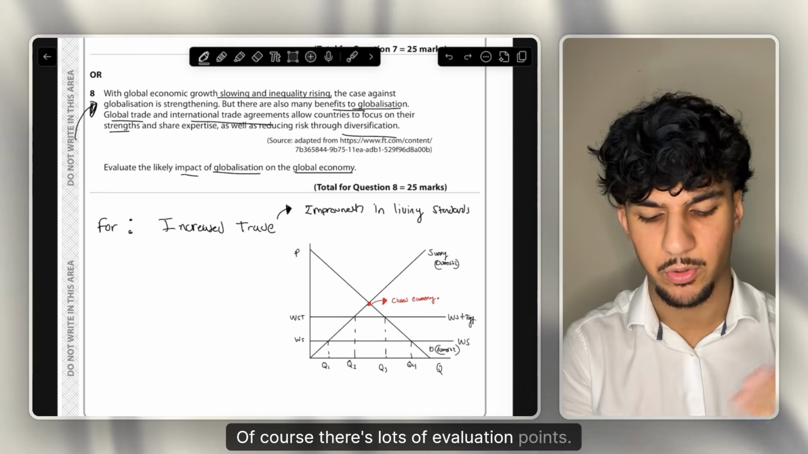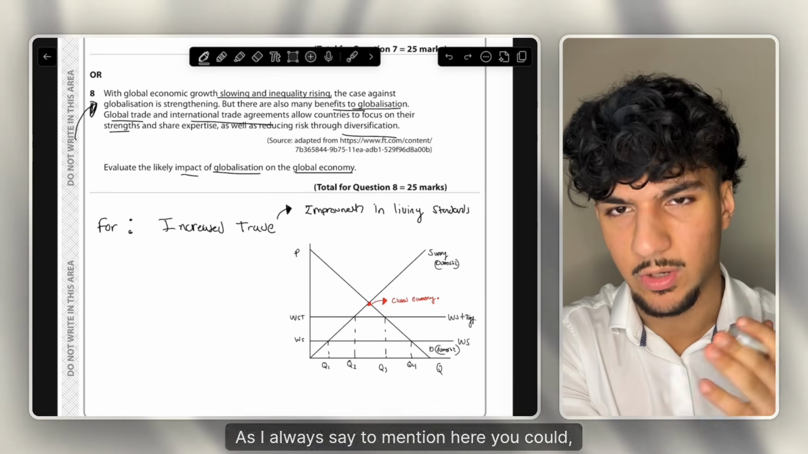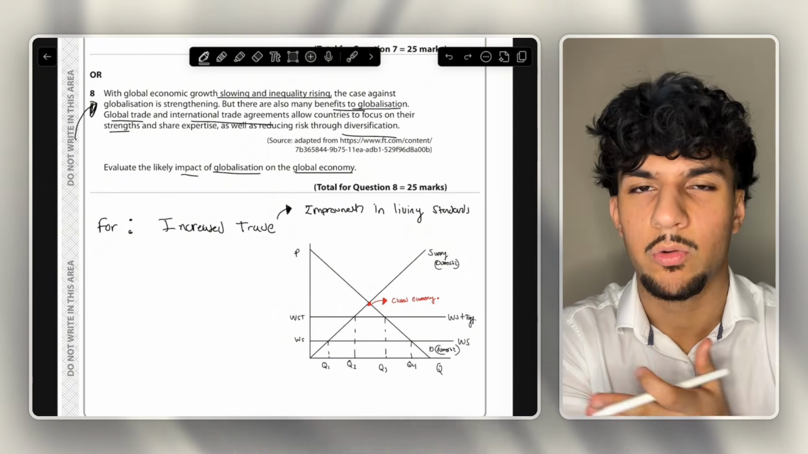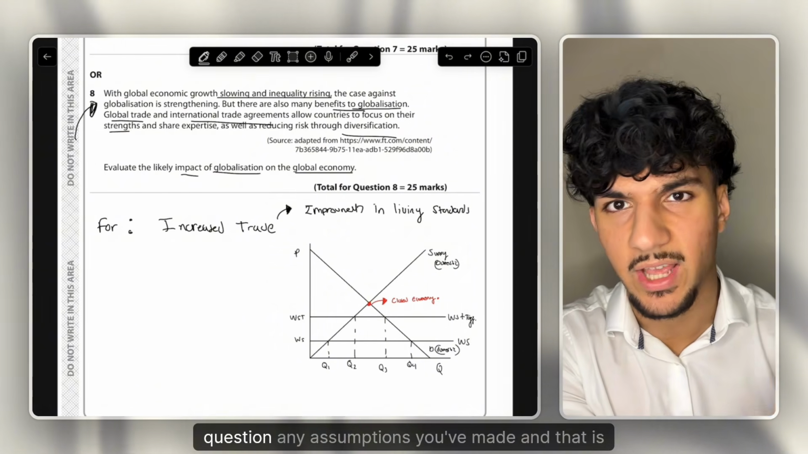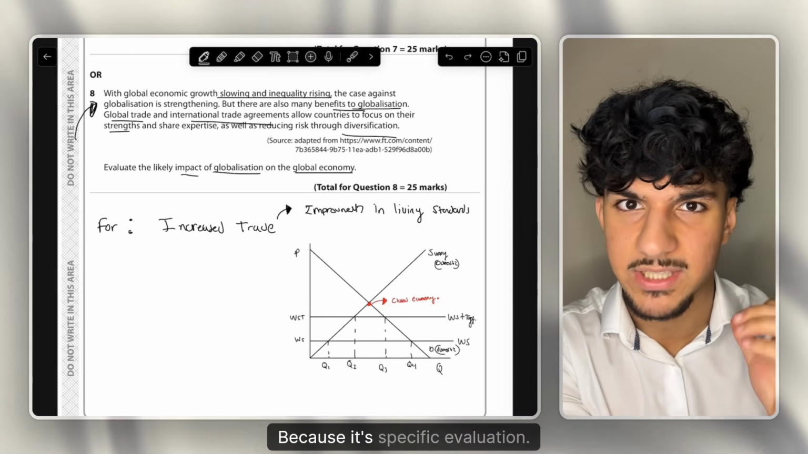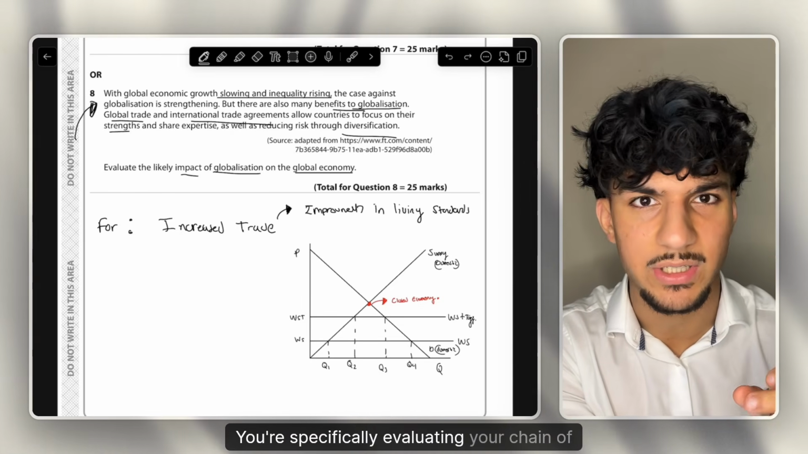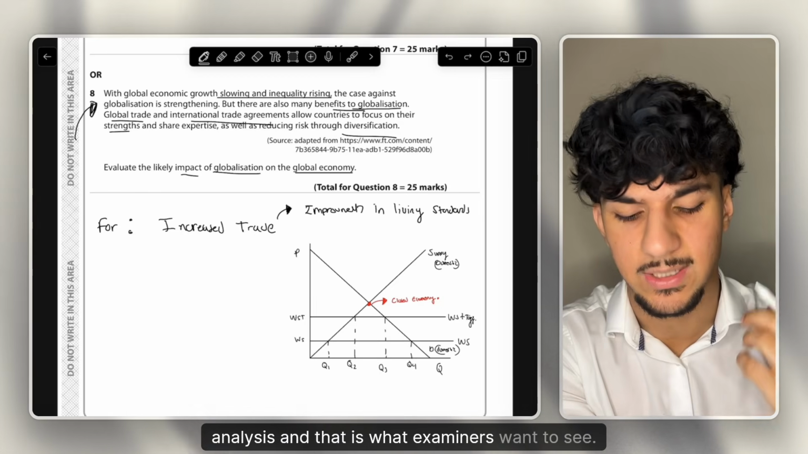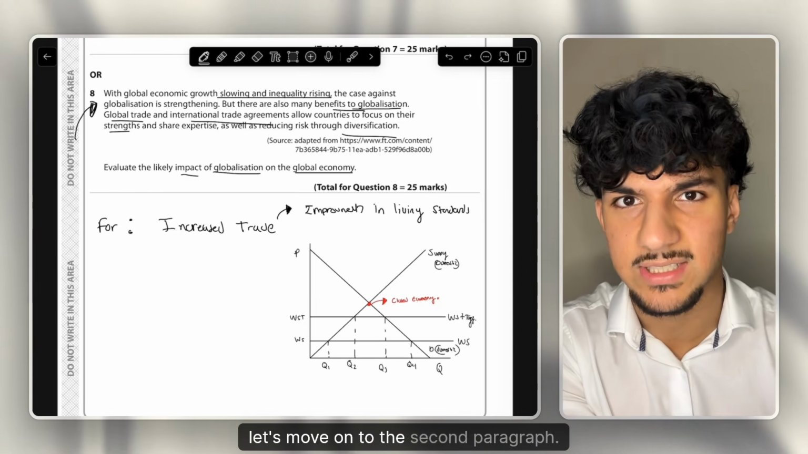But of course, there are lots of evaluation points, as I always say, to mention here. What I would do, go through your chain of analysis, read through it step by step, and question any assumptions you've made, and that is perfect for evaluation. Why? Because it's specific evaluation. You're specifically evaluating your chain of analysis, and that is what examiners want to see. But yeah, let's move on to the second paragraph.